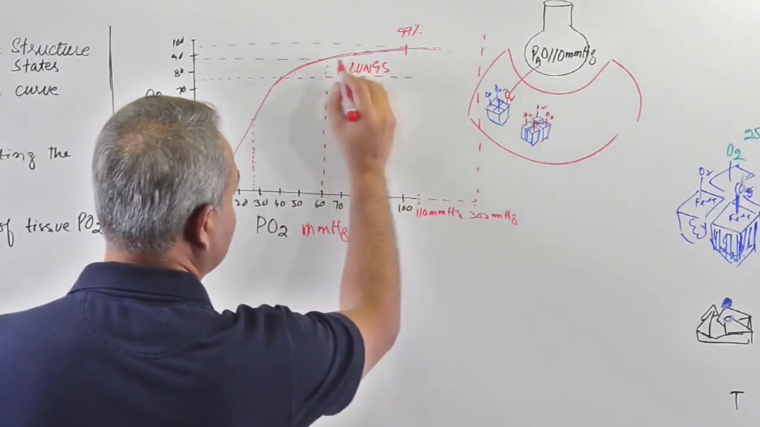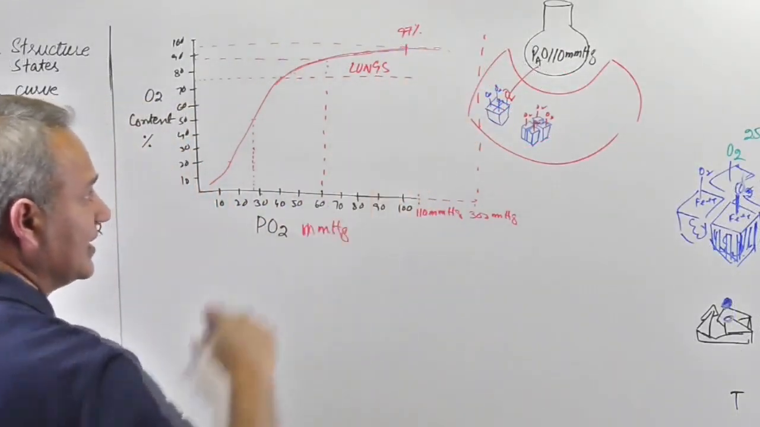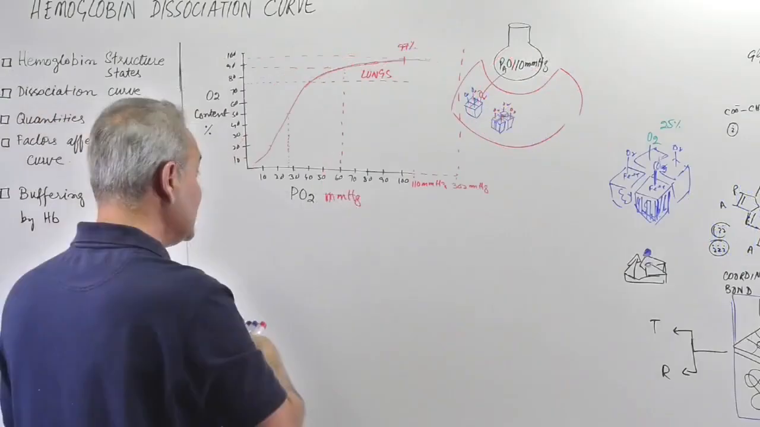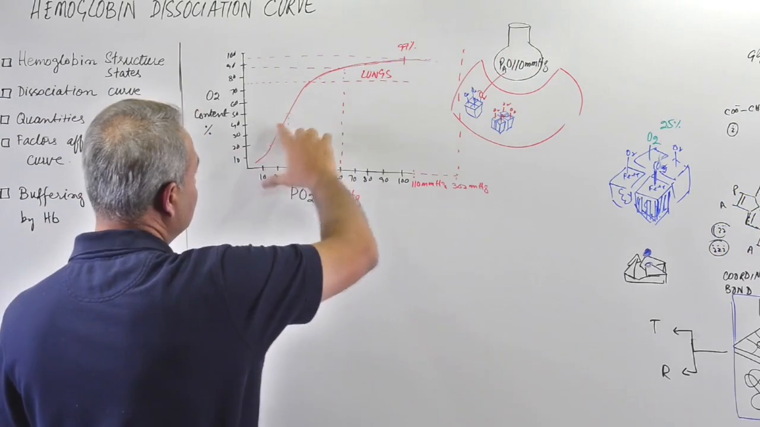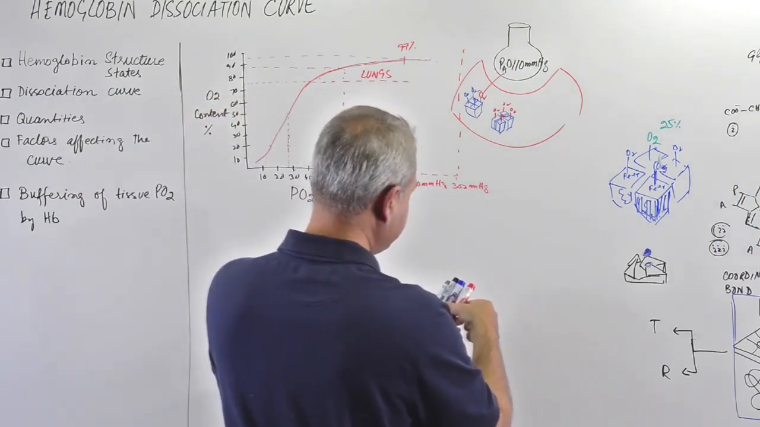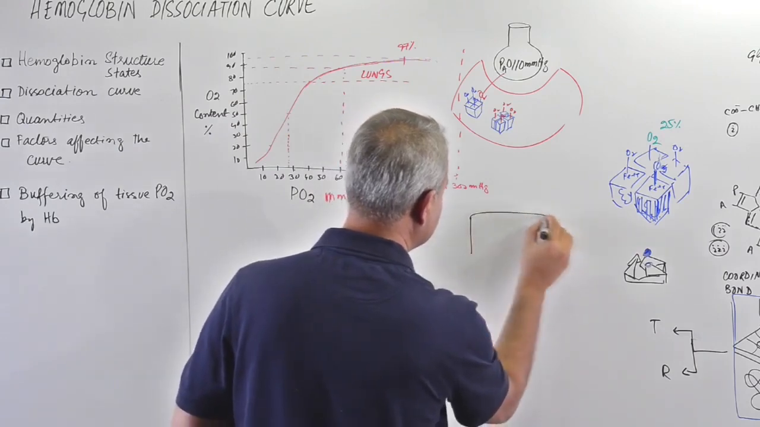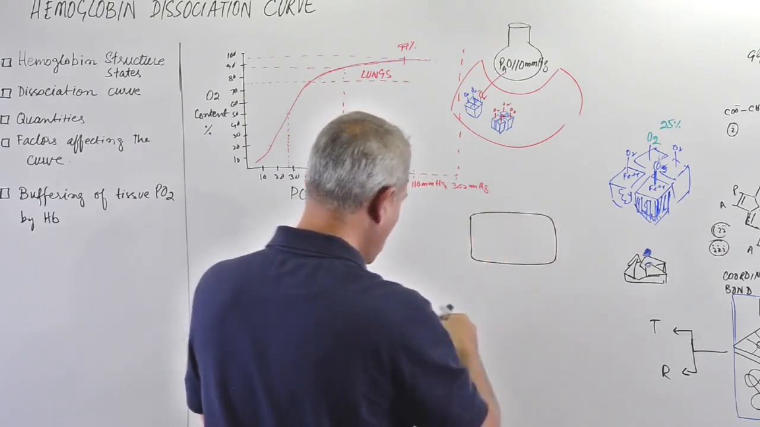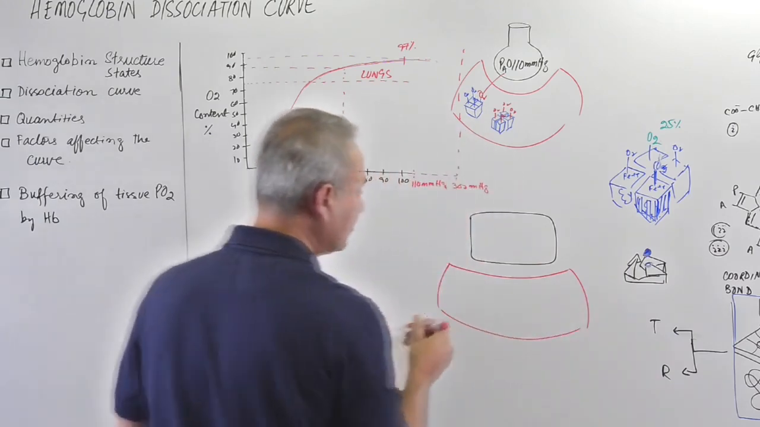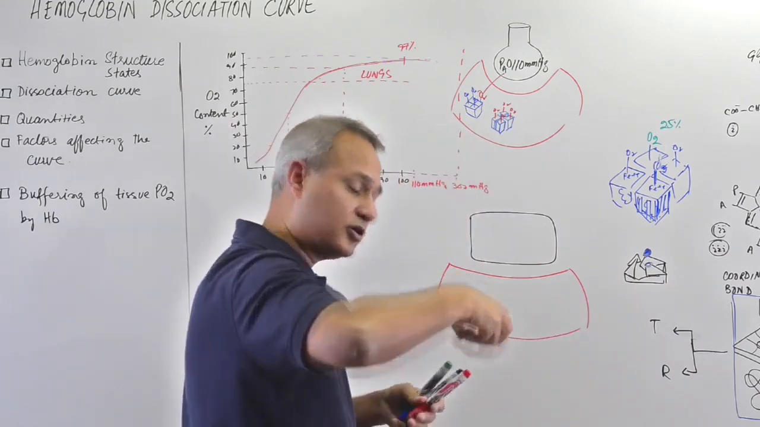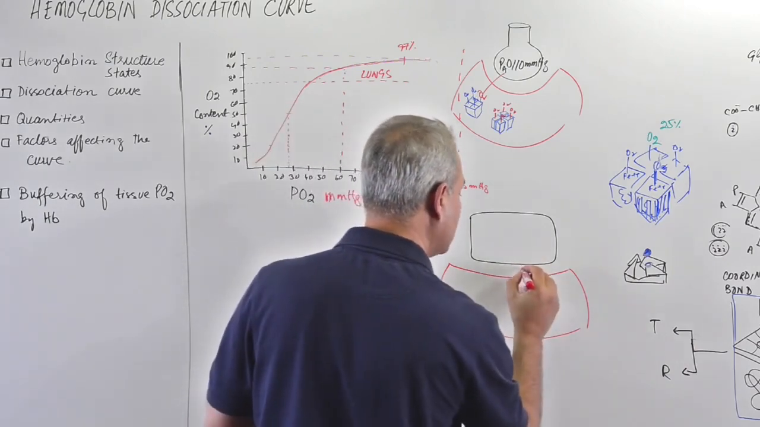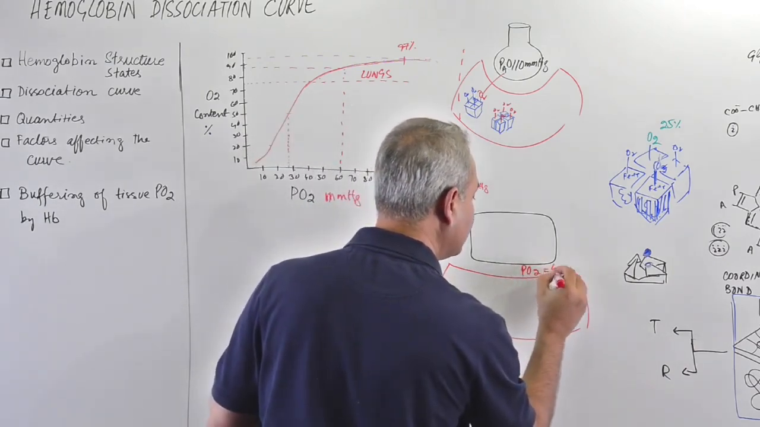So the plateau area is representing the activity that happens inside the lungs. How about now the sloping area? This represents the activity that happens in the tissue. So let's look at the tissues, what happens there. Let's say this is a tissue cell, and we know that the tissue cell, we did that in our last lecture, is generating carbon dioxide and pulling oxygen. So here the oxygen tension is really low. How low? PO2 is 40 millimeter of mercury.